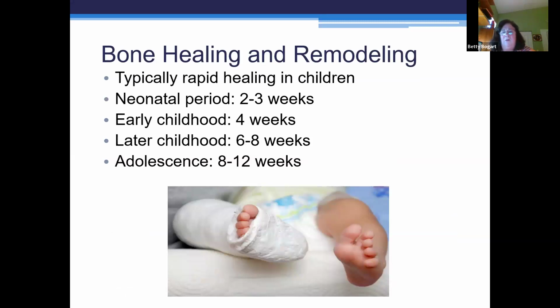Now, look how quickly bones heal. Infants, quick. That's why if we have an infant with something like clubfeet, where we want to realign it and reshape it and change the positioning, we do it as quickly as possible. Because look, 2 to 3 weeks, neonatal, first 28 days of life. We do it immediately, we'll straighten those bones out.